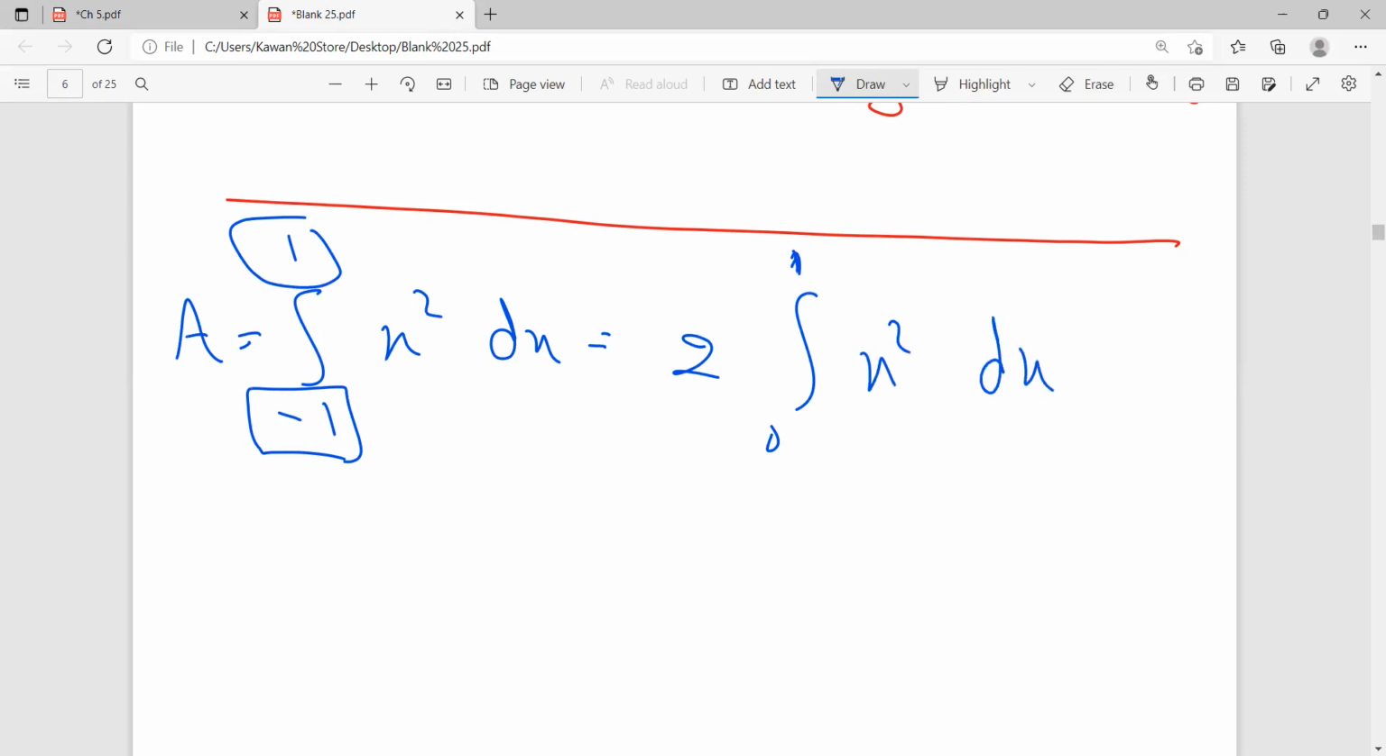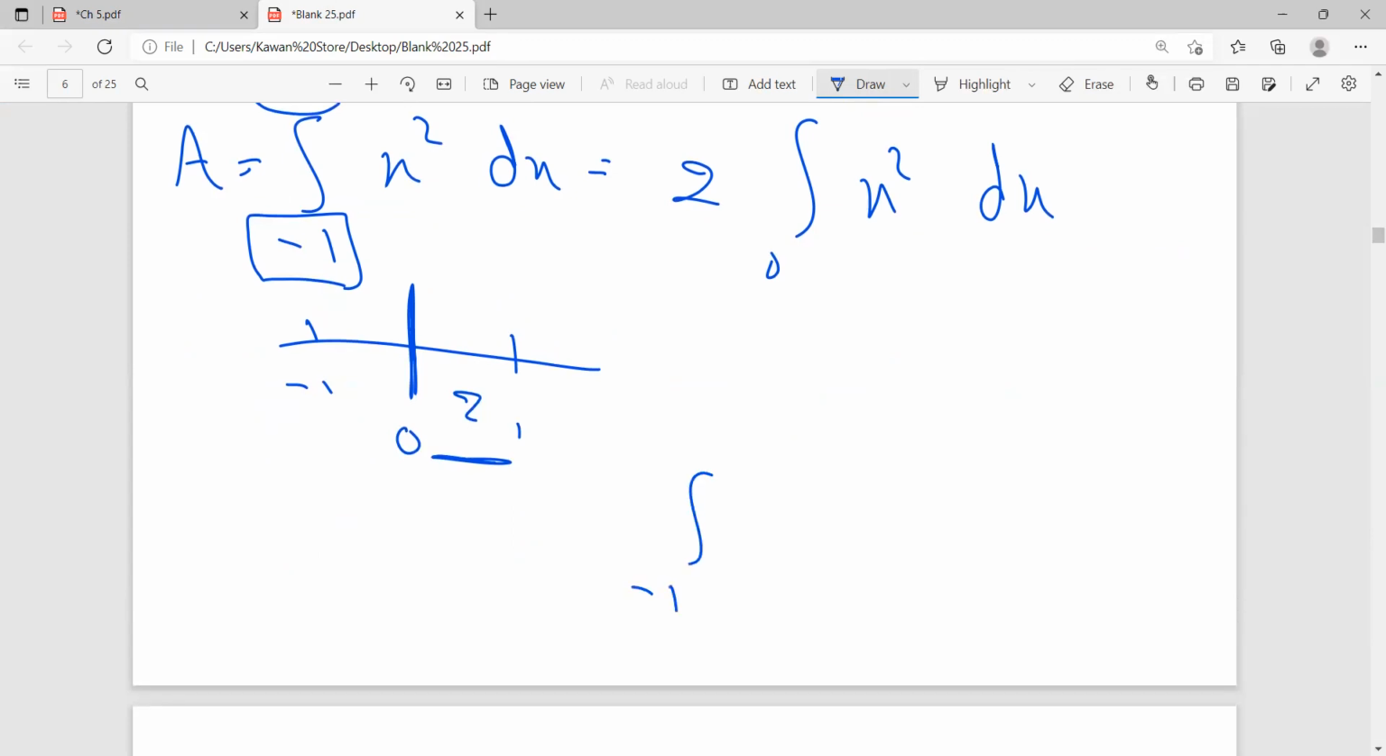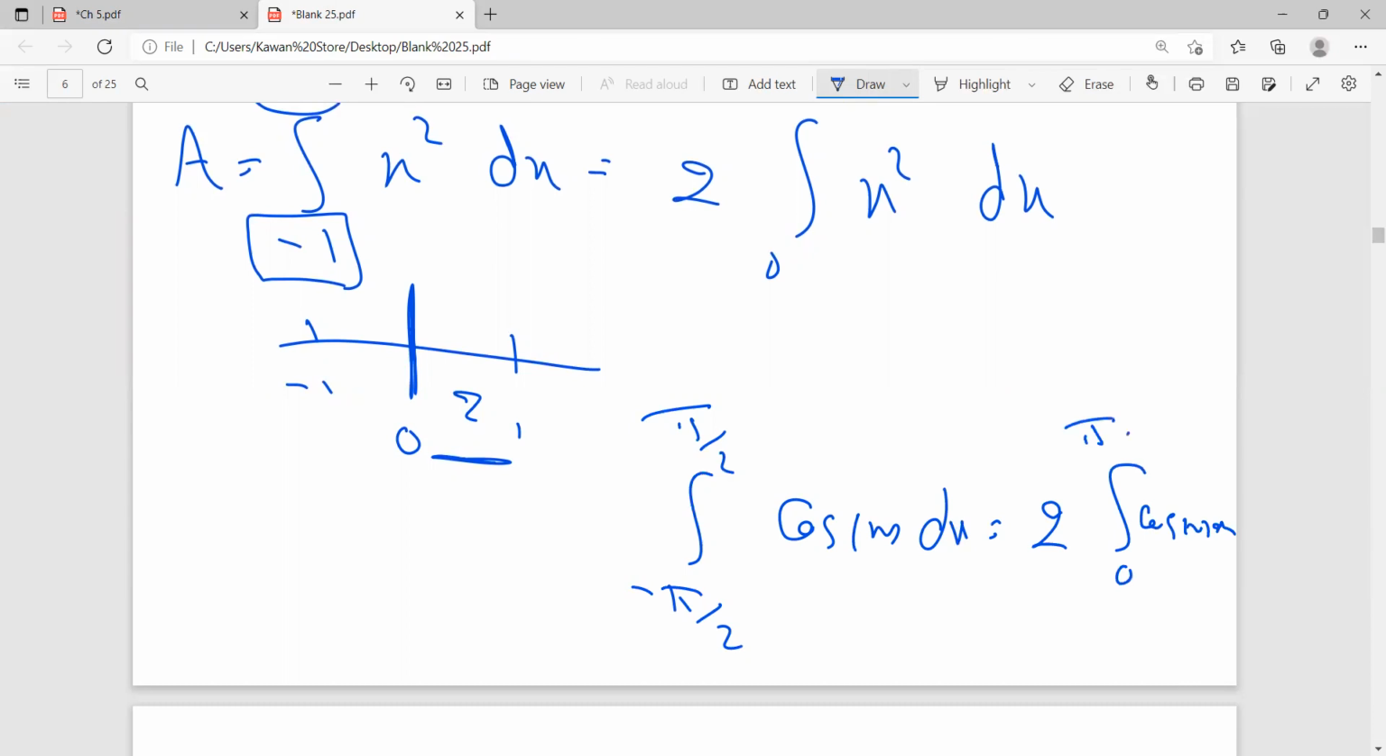I'm going to change the boundary to half, okay? To half, from minus 1 to 1. So I'm going to change it to half, okay? And I'm going to multiply it by 2. Understood? For example, I have cosine. I say from minus pi over 2 to pi over 2 cosine of x dx. I know cosine is even, so I'm going to write like that. They tell me about the boundary, 0 to pi over 2.